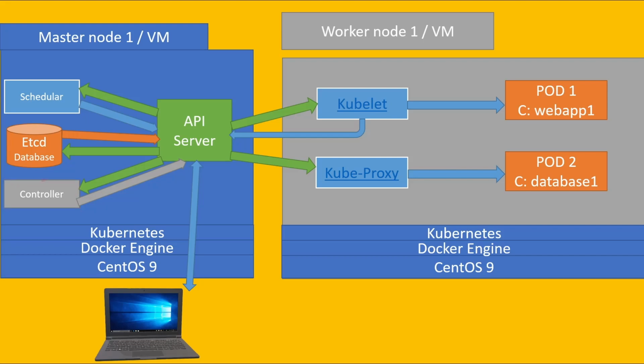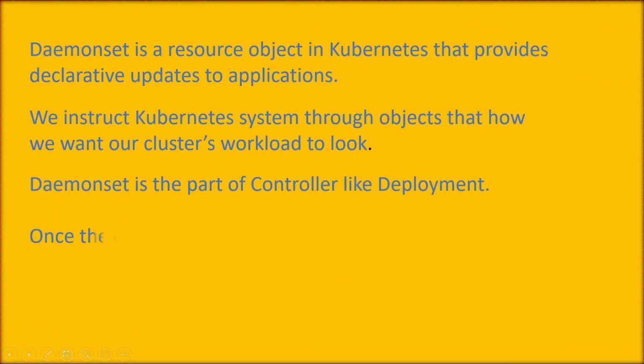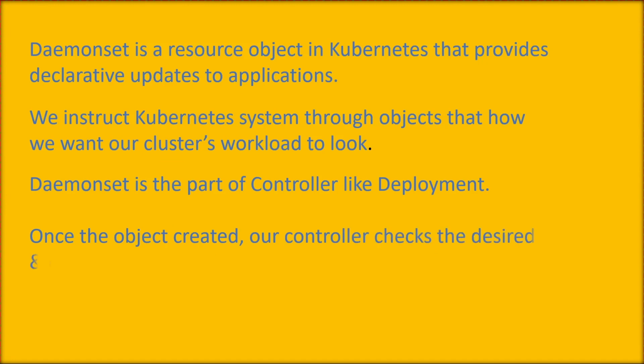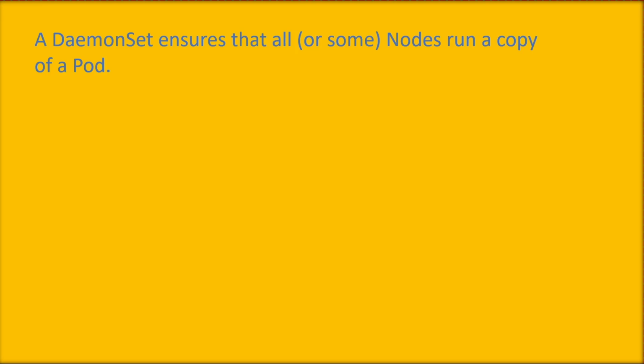So this is our controller which run the infinite loop and check the status of DaemonSet. Once the object created, our controller checks the desired and current state. A DaemonSet ensures that some nodes run a copy of pod.